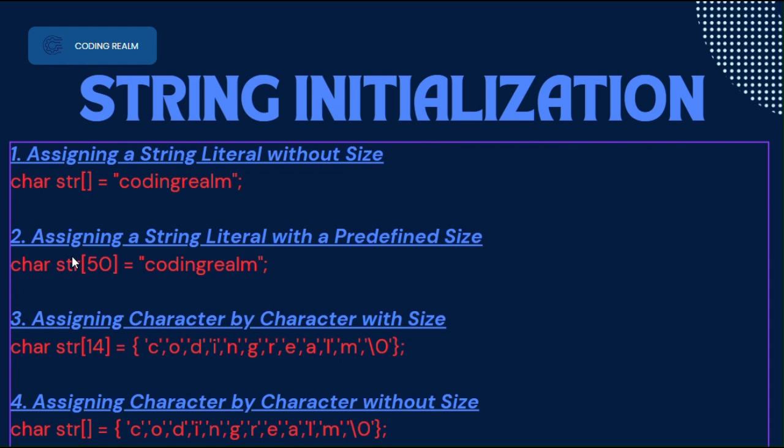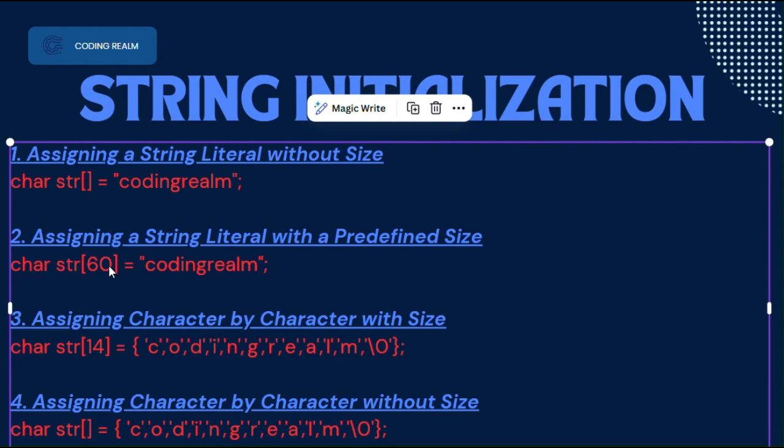The second way is to assign a string with a predefined size. For example, I can put the size here, like 15 and more. I can put it also 16. But the number of elements of this string is not equal to the size. Here we should always account for one extra space which will be assigned to the null character. If we want to store a string of size n, then we should always declare a string with a size equal to or greater than n plus 1.